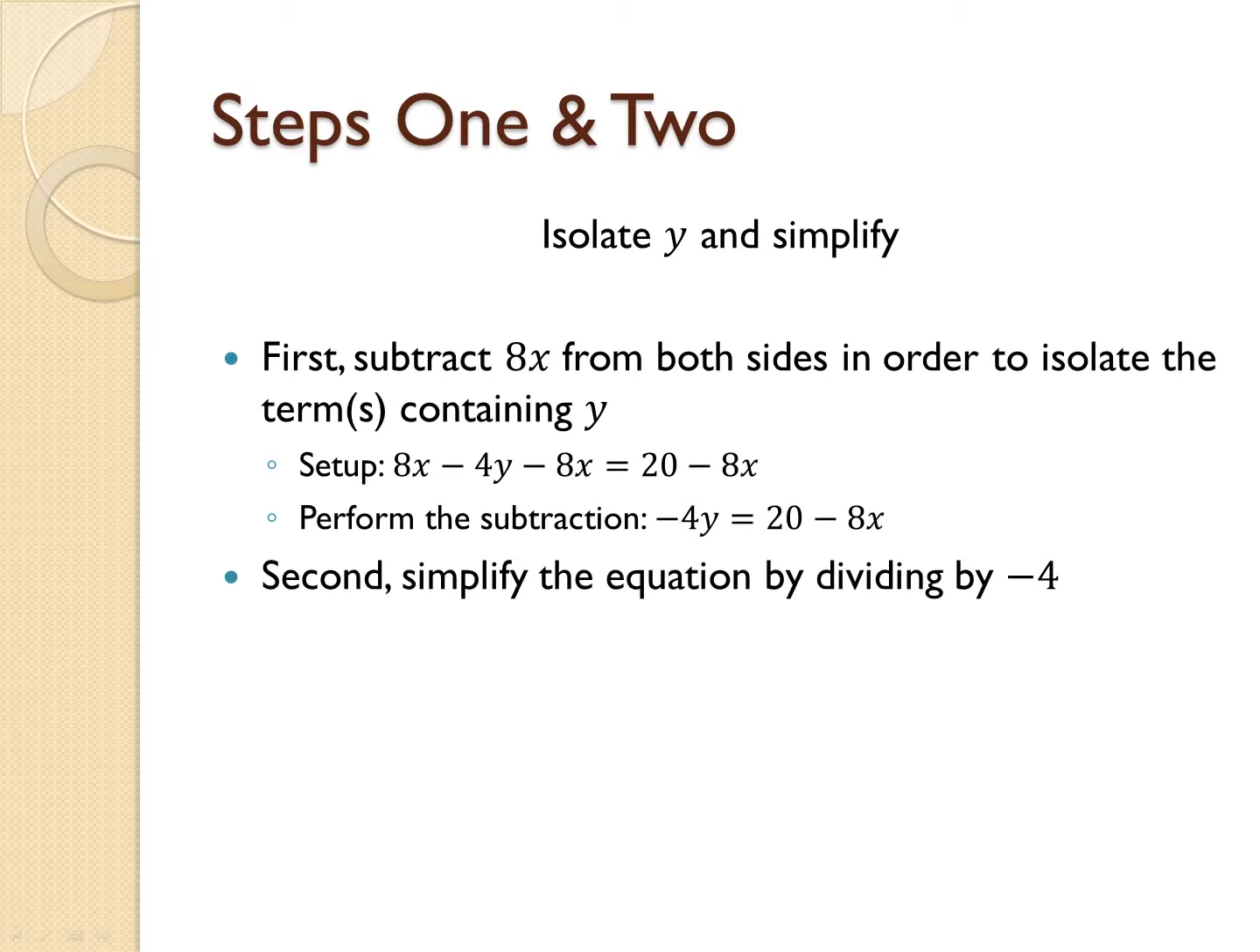For the second step, we need to simplify our equation by expressing the equation in terms of y. In this case, we need to divide by negative 4 in order to isolate y and express the equation entirely in terms of y. So again, let's set up our operations that we are going to perform, which results in negative 4y over negative 4 equals 20 over negative 4 minus 8x over negative 4. Next, we will divide, which gets us y equals negative 5 minus negative 2x.